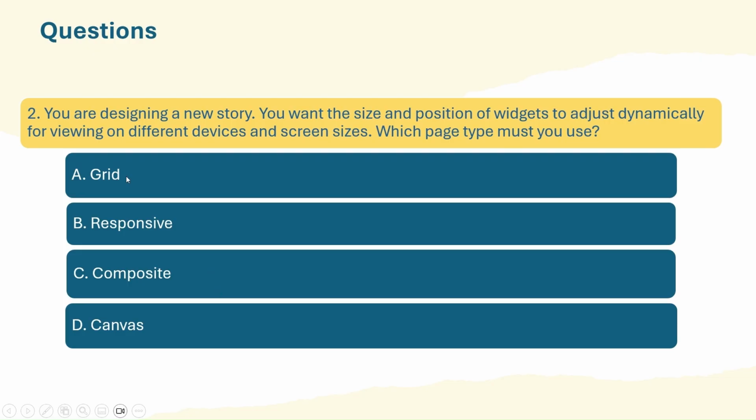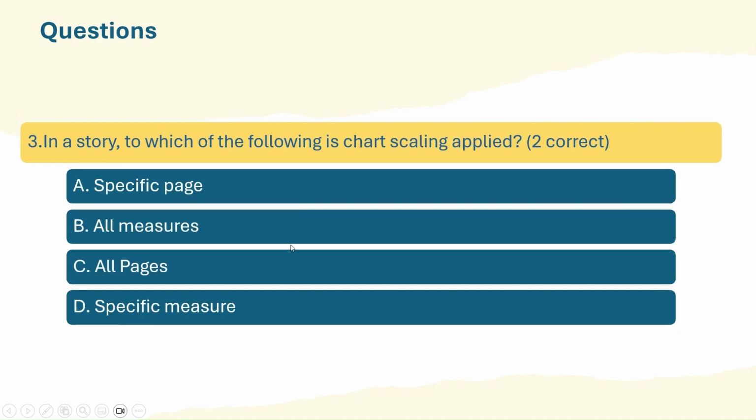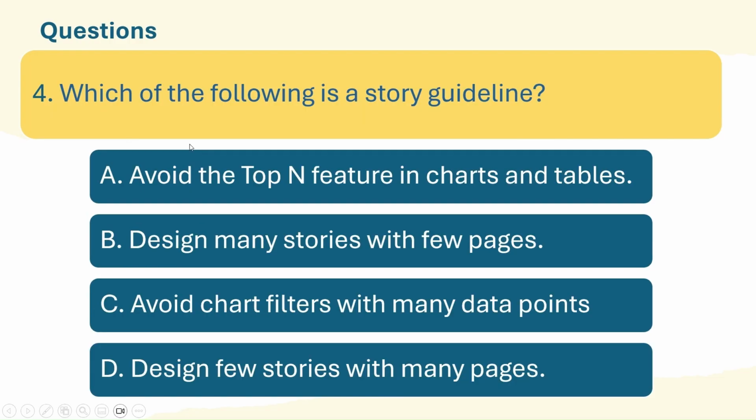Grid is not available now. It is in the older version. Then we have responsive or composite or canvas. So you can select out of these three. In a story, to which of the following is chart scaling applied? The options are a specific page, all measures, all pages, or a specific measure. And then, which of the following is a story guideline? Avoid the top end features in charts and tables, design many stories with few pages, avoid chart filters with many data points, or design few stories with many pages.